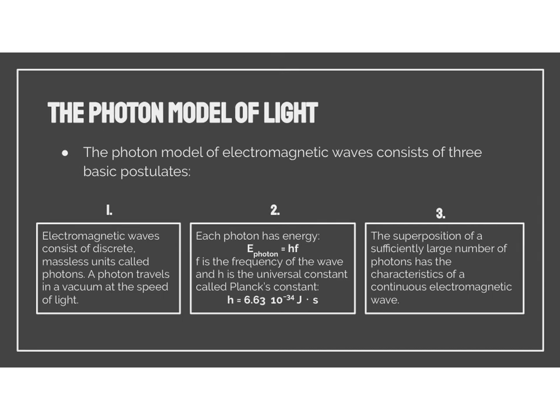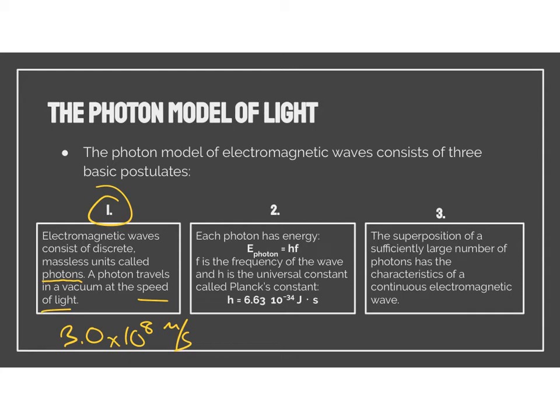The photon model of light has three basic postulates that describe what's going on. First, electromagnetic waves consist of discrete massless units called photons. That's very important, especially when you get into relativistic physics, that these are massless. A photon travels in a vacuum at the speed of light, which is of course 3.0 times 10 to the 8th meters per second. So light travels in discrete massless units called photons, little bundles of energy.